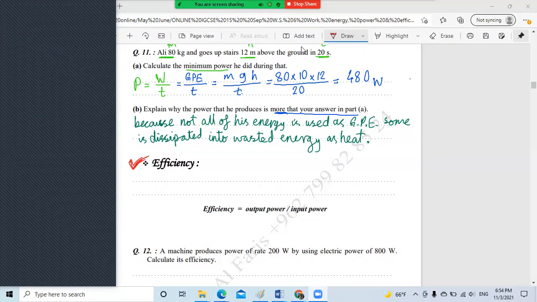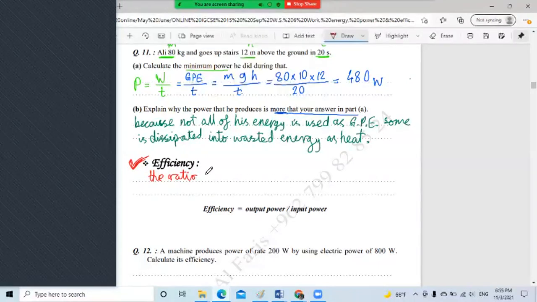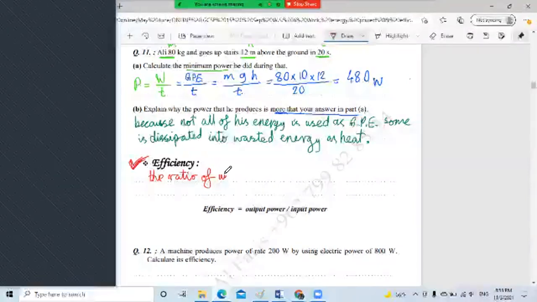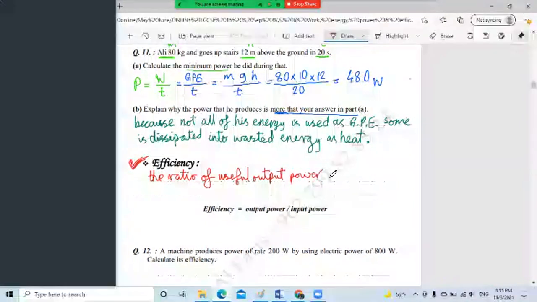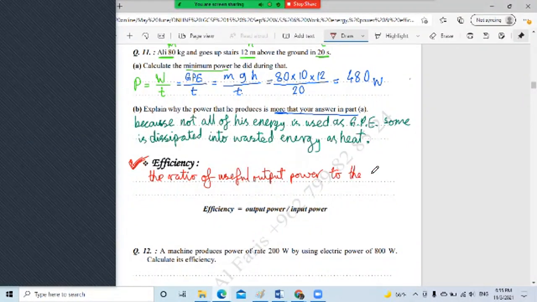The same thing when you charge your phone. After you charge your phone, you find the phone and the charger are hot. That means not all the electrical energy is transferred 100% efficiently to your phone. So what's the meaning of the efficiency? It's the ratio of useful output power or energy to the total input power.